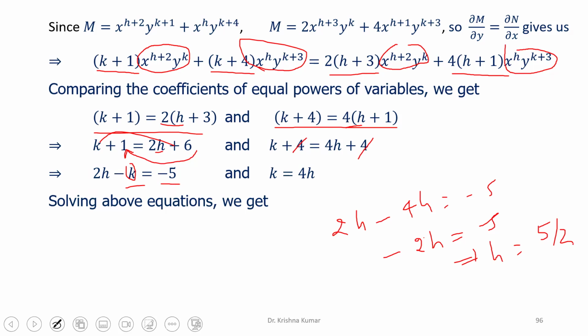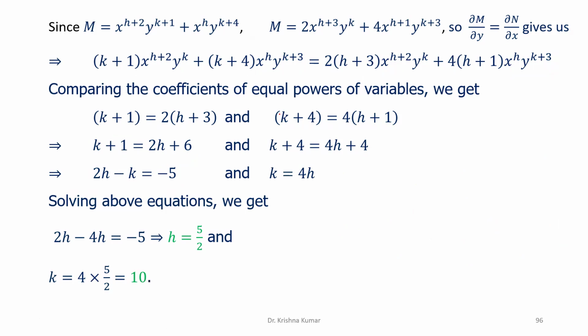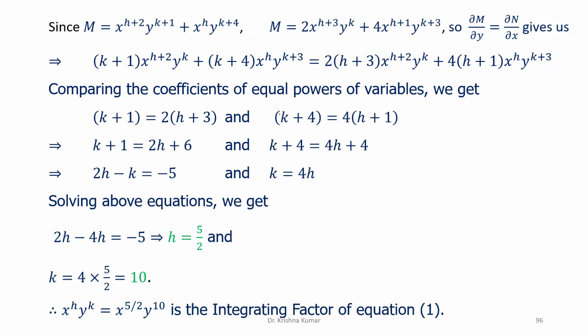And if h is equal to 5 by 2, then what is the value of k? It is 5 by 2 into 4, which is 10. The value of k is 10. The value of h is equal to 5 by 2. Therefore, x to the power h into y to the power k, which gives us x to the power 5 by 2, y to the power 10, is the integrating factor of equation number 1.